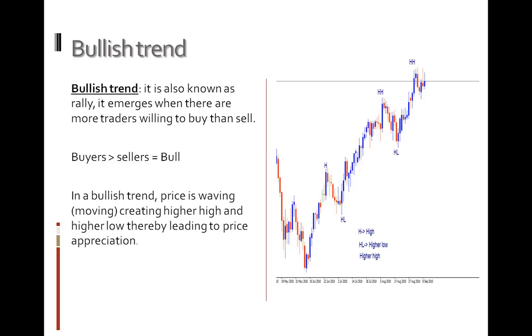That's a bullish trend. In a bullish trend, price is waving, that is moving, creating a higher high and a higher low, thereby leading to price appreciation. In a coming lesson, we are going to talk more about this higher high and higher low, but for now, let us understand that in a bullish market, price is making higher highs and higher lows. The previous higher low must be lower than the next higher low. That way we are moving up and creating higher lows and higher highs consistently.